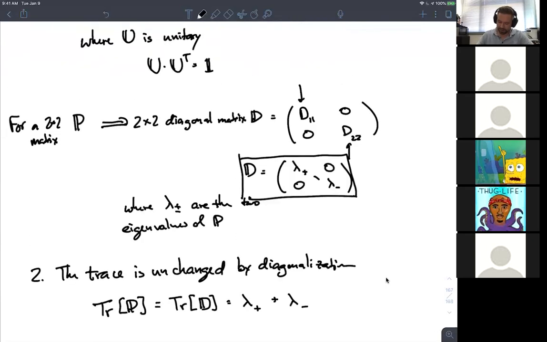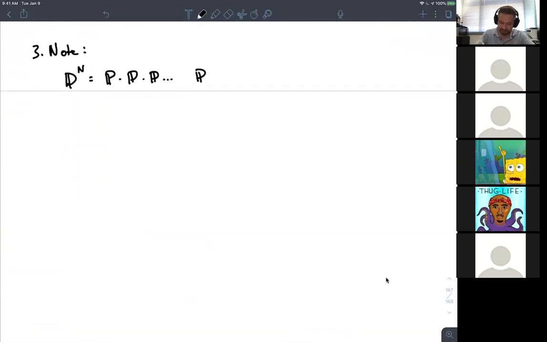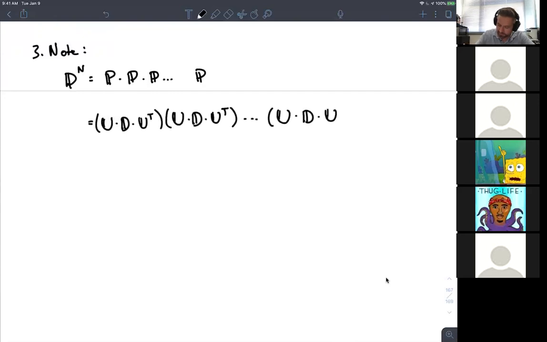Now, notice that I said that I can always express P in terms of my diagonal matrix like this. So I'm just going to substitute this in down here. So this is equal to U times D times U transpose times U times D times U transpose, and then I'm going to get that n times. So this is 1, this is 2, and this is n.